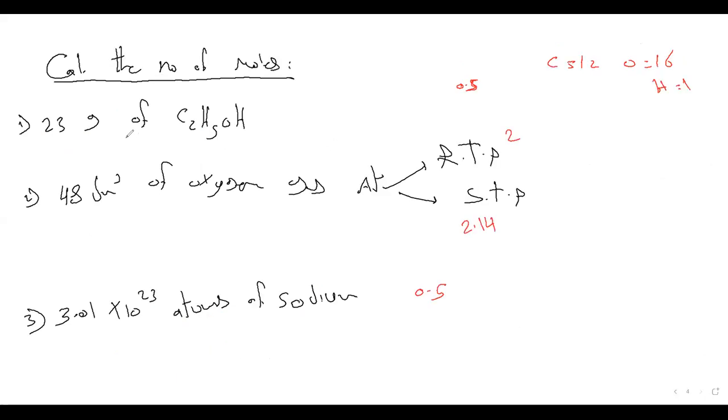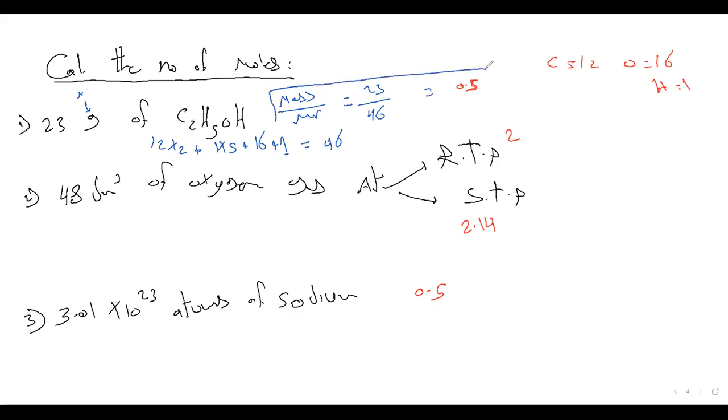Okay, number 1, calculate number of moles in 23 grams of C2H5OH. Grams, so we have a mass. So number of moles equals mass over molar mass, which is equal to 23 over C equals 12 times 2, plus 1 multiplied by 5, plus 16, plus 1, which is equal to, how much is that? 46. Okay, so 23 over 46, which is equal to 0.5. This is number 1.